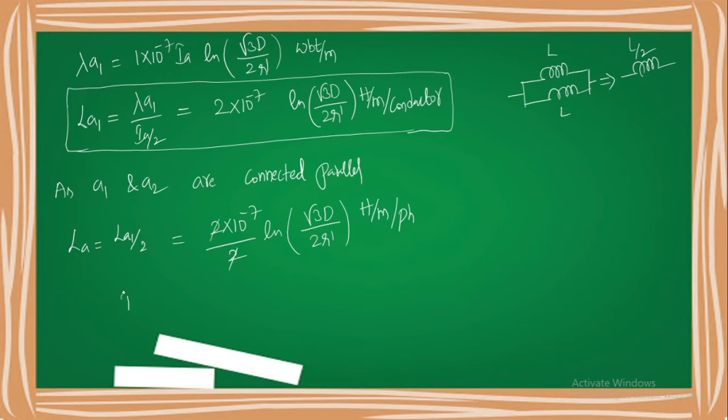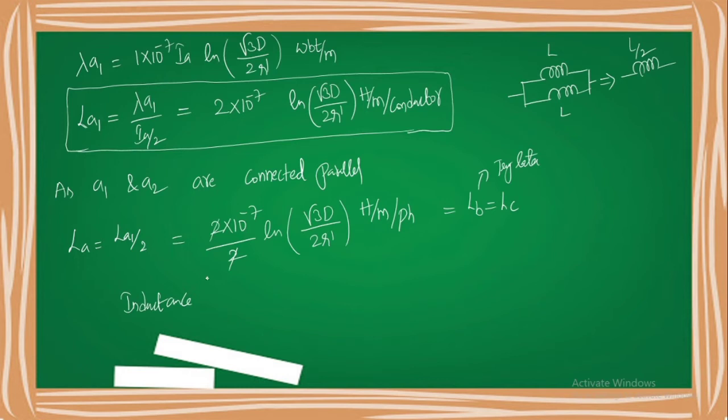Now inductance per phase. If you find the inductance per phase for LB and for LC, you will get the same inductance value, right? You will try it later. Try later finding the inductance of B phase and the inductance of C phase. You will get the same value, because the spacing is a symmetrical spacing, right?